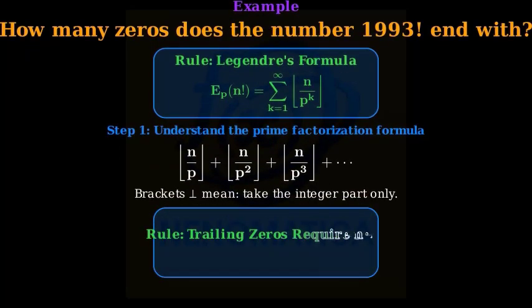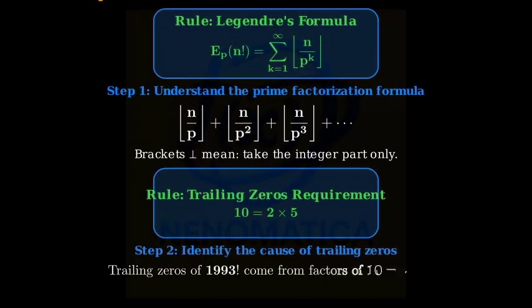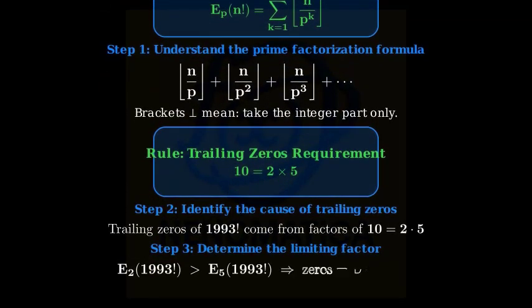Step 2. Identify the cause of trailing zeros. Trailing zeros come from factors of 10, and 10 equals 2 times 5. So the count of tens in the factorization tells us the number of trailing zeros. Step 3. Determine the limiting factor. In a factorial, there are always more factors of 2 than factors of 5. Therefore, the number of tens is limited by how many 5s we have. So we only need to count the power of 5 in 1993 factorial.